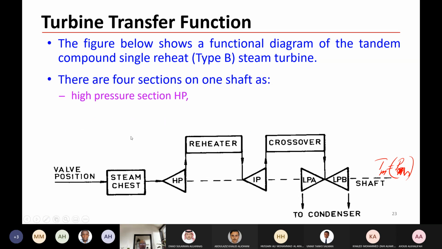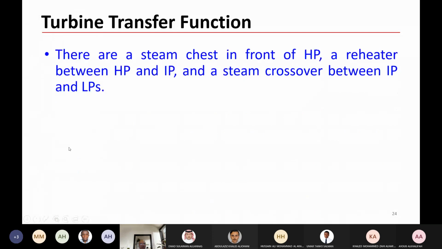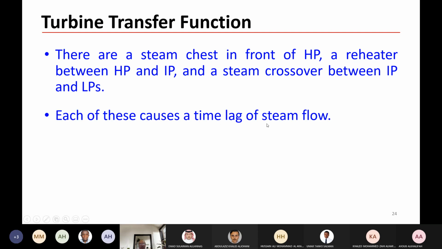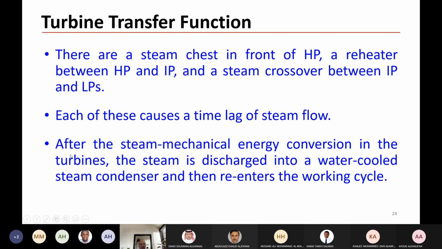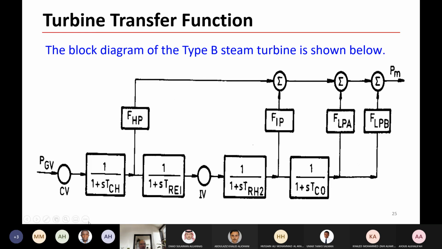There are 4 sections on one shaft. Let us say for this configuration we have high pressure, intermediate pressure, and the 2 low pressure sections. And there is a steam chest in front of the high pressure, the reheater and the crossover. Each of these causes a time lag of steam flow. After the steam mechanical energy conversion, the steam is discharged into the boiler again through the condenser. The block diagram of the steam turbine for this one, you can have it as such.